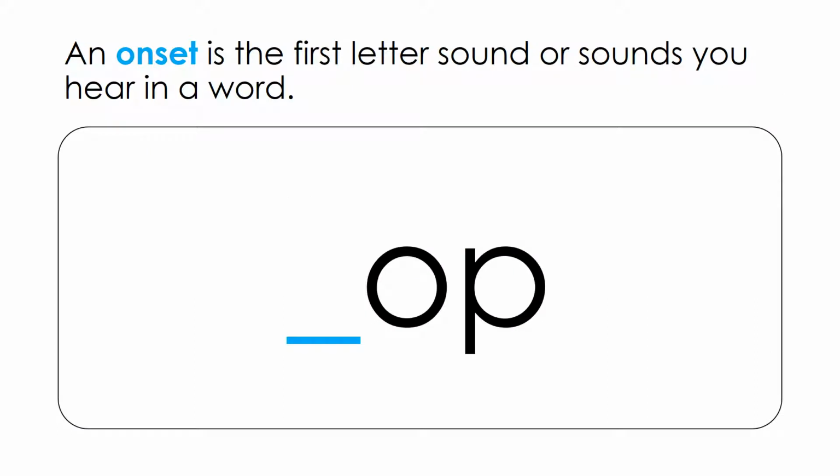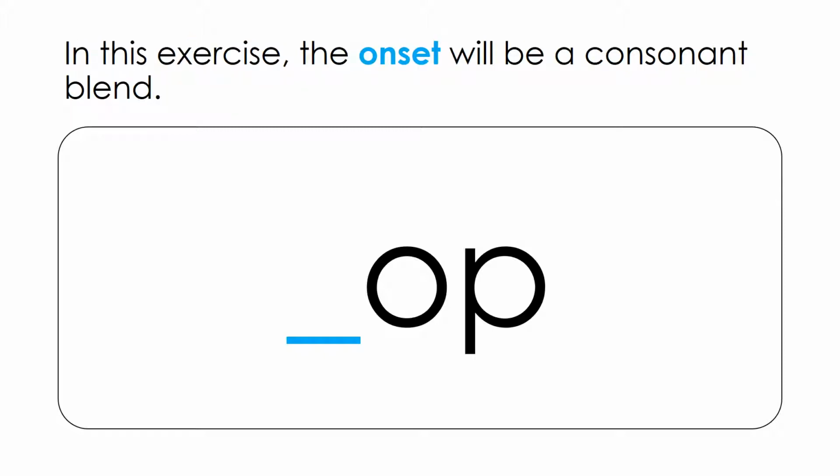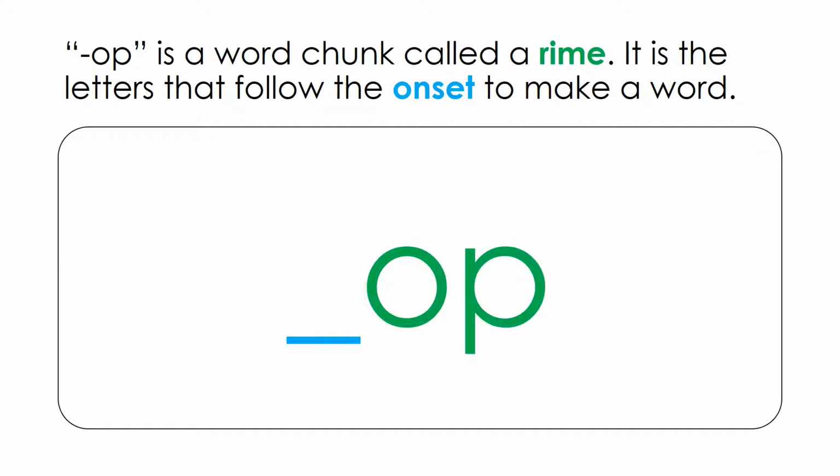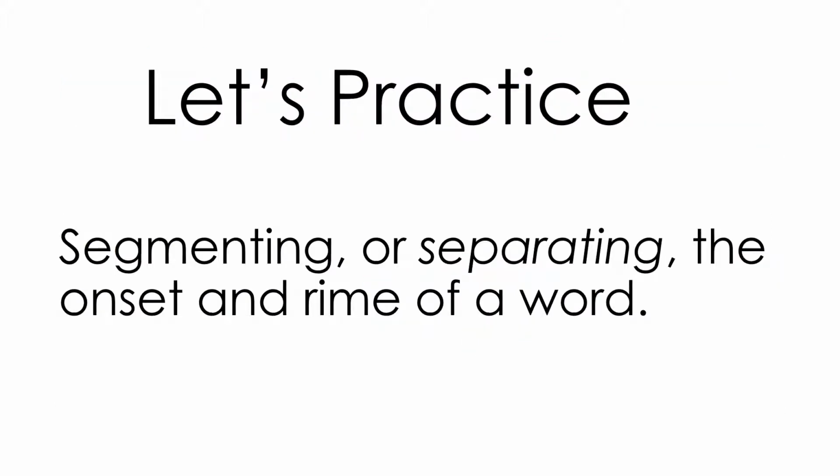An onset is the first letter sound or sounds you hear in a word. In this exercise, the onset will be a consonant blend. Op is a word chunk called a rime. It is the letters that follow the onset to make a word. Let's practice segmenting, or separating, the onset and rime of a word.